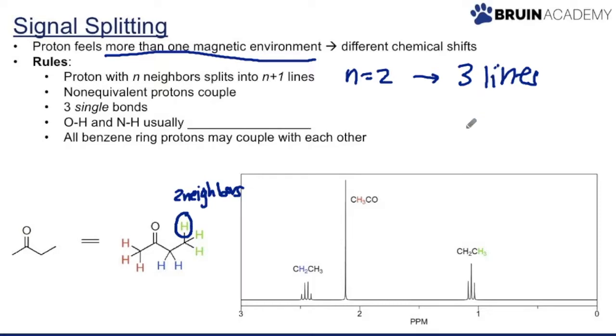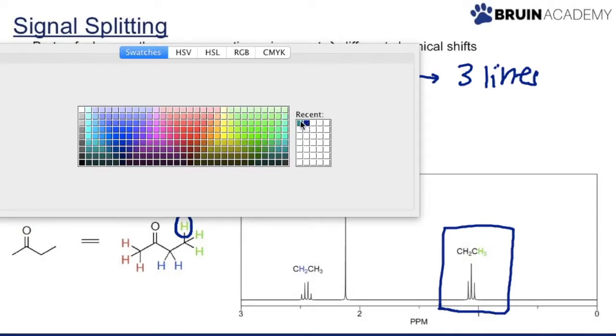So if we were to look at our NMR spectrum, we see that there's a split into 3 lines here. Okay, so that's one way to think of it. Let's go ahead and look at these blue hydrogens here and work backwards now. I'm going to change my pen color.